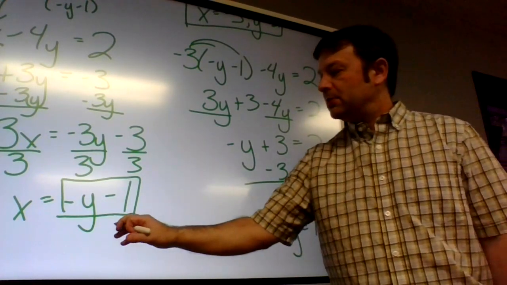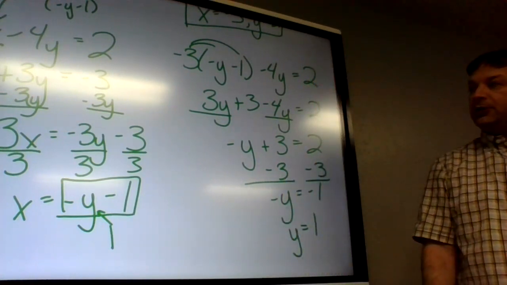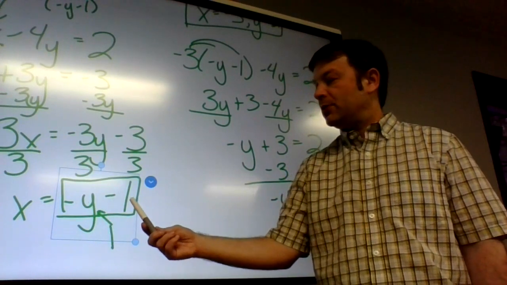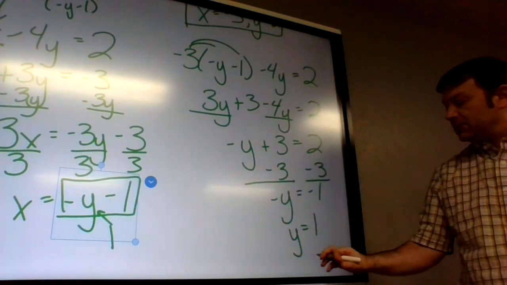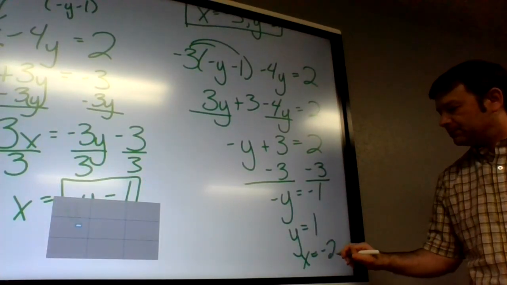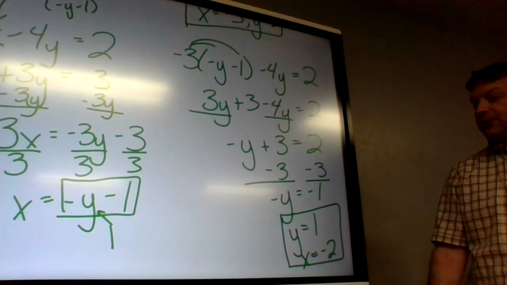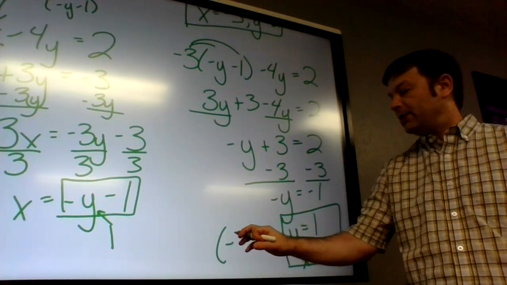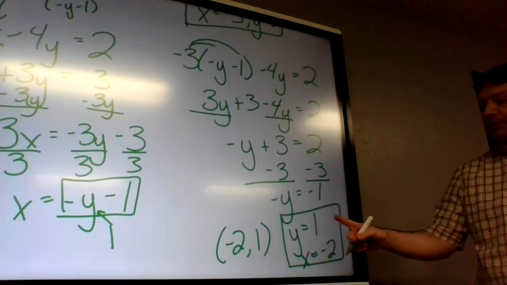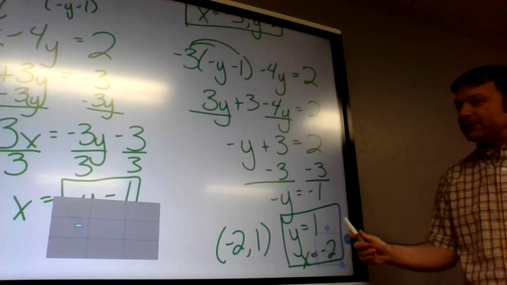And to find x, I can plug 1 in for y in one of these equations. This one looks easiest. So this would be negative 1 minus 1, which is negative 2. So y is 1, x is negative 2. If you write it as an ordered pair, it would look like negative 2, 1. But, yeah, x should come first. But I would just leave it like that.